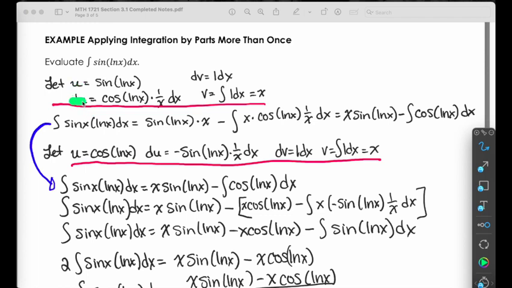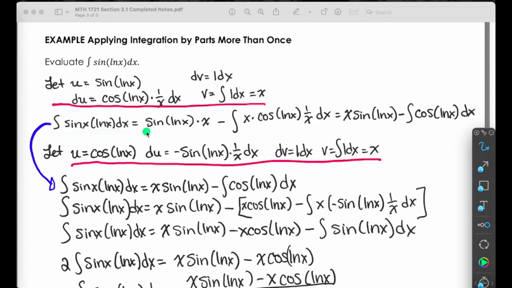Now, when I take the derivative of u, I get cosine ln x, and then I have to take the derivative of that inner function because of the chain rule. And so I'm going to multiply by 1 over x, and then, of course, I have the dx here. Now, when I look for my v, given that I have dv is equal to 1 dx, I'm going to work backwards by integrating, and I'm going to get v is equal to x.